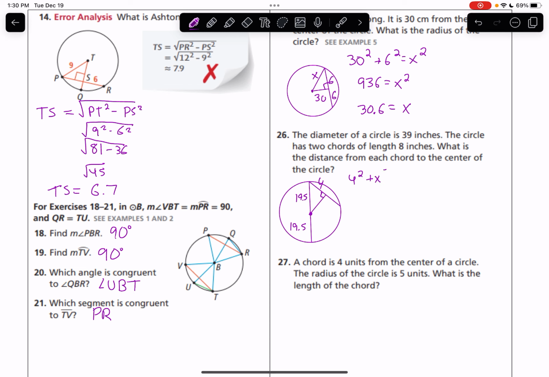So 4 squared plus x squared equals 19.5 squared. So 16 plus x squared equals 380.25. Minus 16, x squared equals 364.25. And of course, we'll take the square root of both sides, and x equals 19.08.